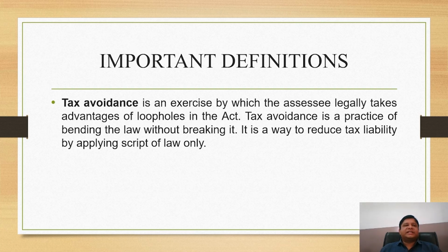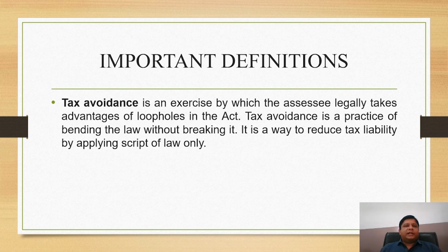Second difference feature is object. To reduce tax liability by applying script and moral of law comes under tax planning. To reduce the tax liability to the minimum by applying script of law only comes under tax avoidance. To reduce tax liability by applying unfair means comes under tax evasion. To comply with the provisions of law comes under tax management.